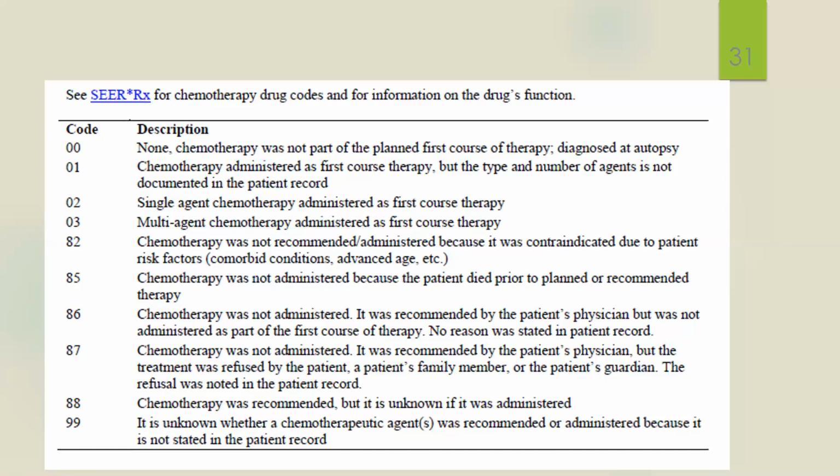Also, code 88, if chemo was recommended but it's unknown if it was administered. Code 88 can also be used if the patient was referred to an oncologist and you just don't know the outcome, or if they insert a portacath at your hospital and you don't know if the patient went on to get chemo, you would code that to an 88.